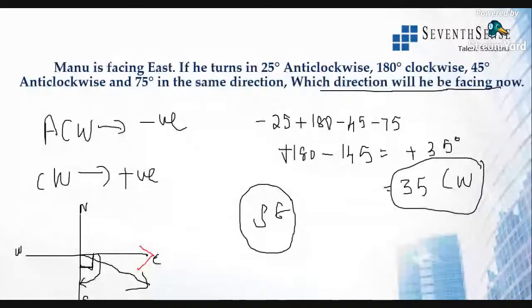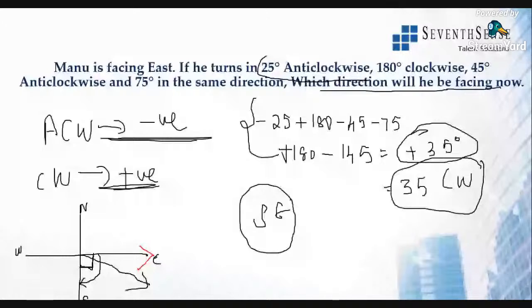Clear, guys? Hope you are getting it. Please do respond to this particular question because this is one of the trickiest questions. Okay, so we'll go on to the next question. Whenever you see 25-degree anti-clockwise, you should always consider it as negative. Clockwise, consider it as positive. So add all those values. Finally, whichever value you get, if it is positive, he should turn clockwise. If it is negative, he should turn anti-clockwise.